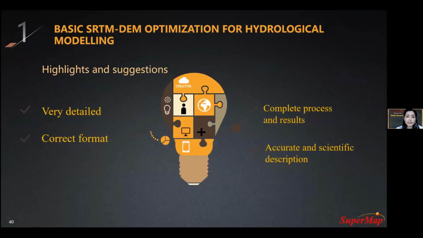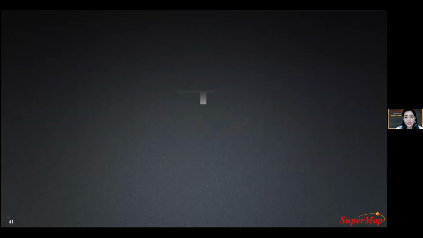So in the paper, the most important thing is the accurate and significant description, and it's a correct format. And this work is very detailed, and it has a complete process and results.